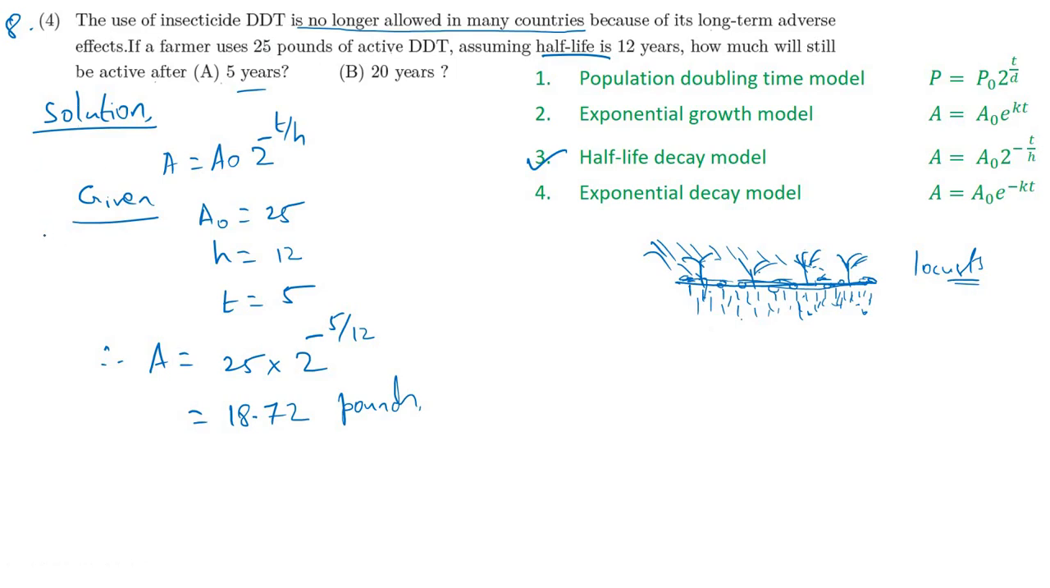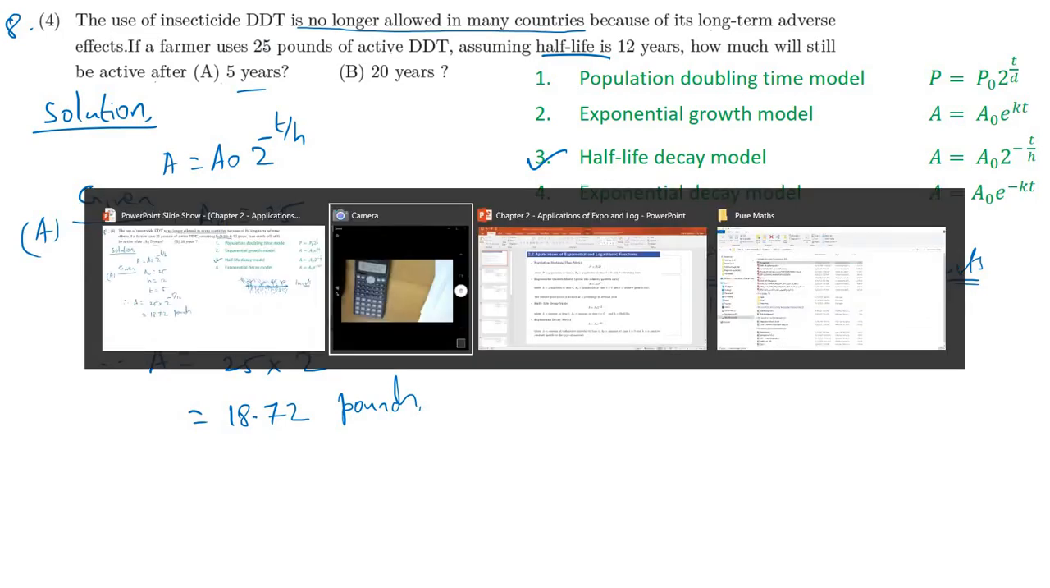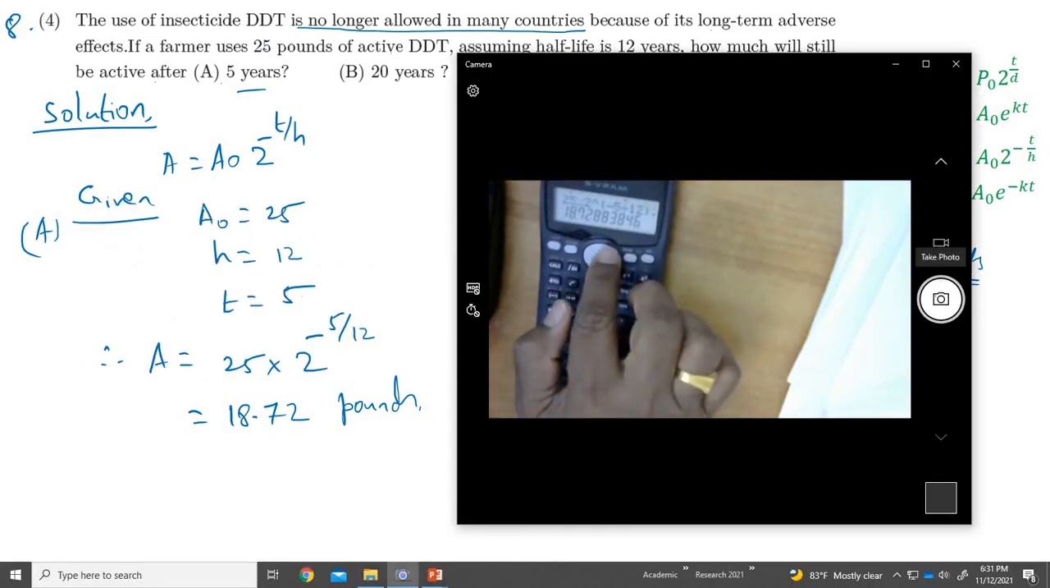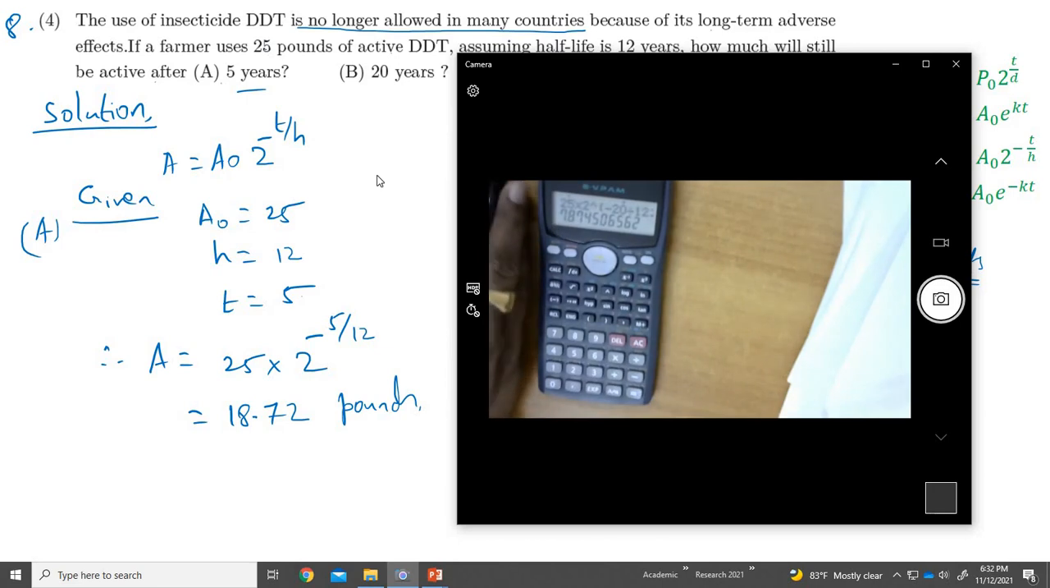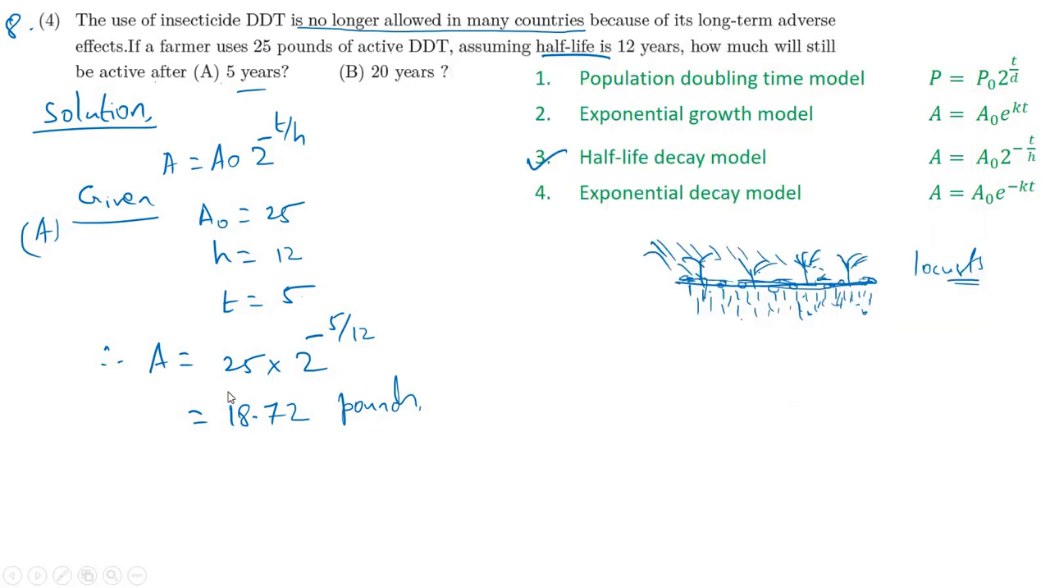Same problem, same thing. Instead of taking t equal to 5, if you take t equal to 20, you will get the answer for the next one. I will just show in the calculator. Instead of 5, it is 20. That's all. Press equal to, you will get the answer. It is 7.78. It is reducing.